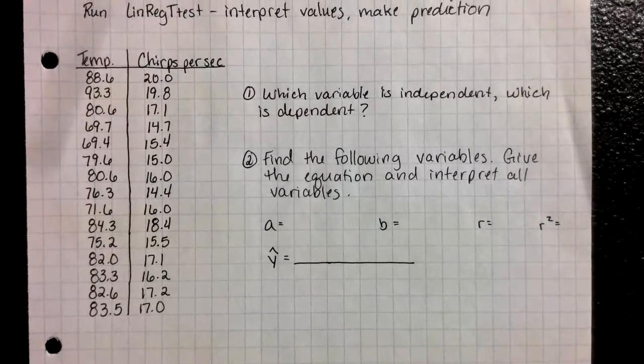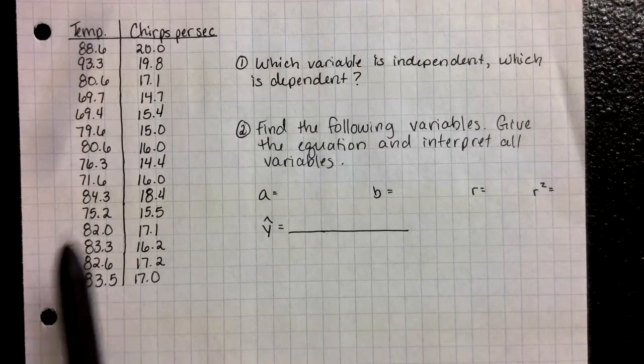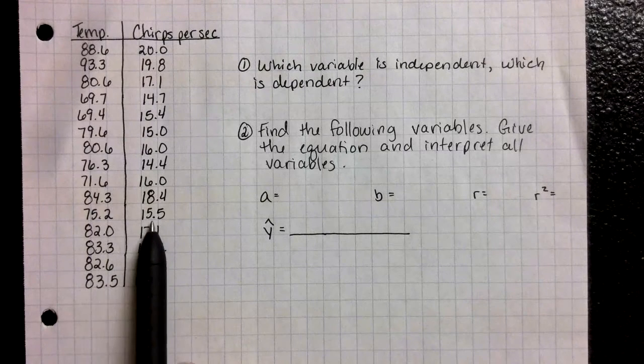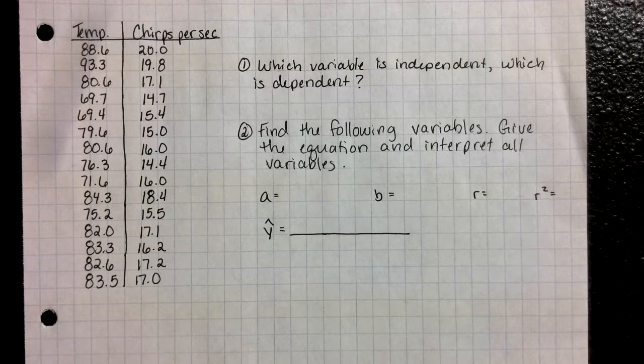So what I have is a data set that compares temperature, in degrees Fahrenheit, to the number of cricket chirps per second. There is information that states that as the temperature goes up, crickets will chirp more quickly. So what we want to do is run a regression analysis to see if this is true.